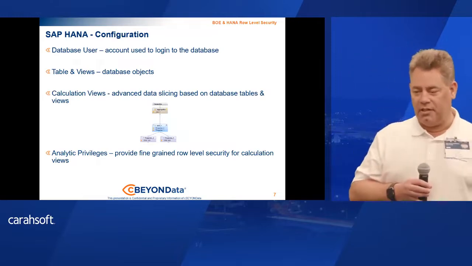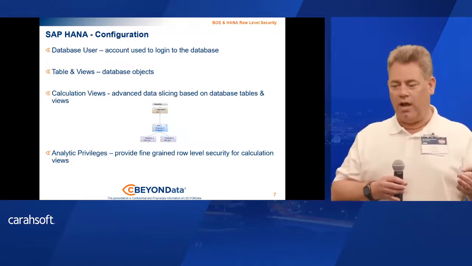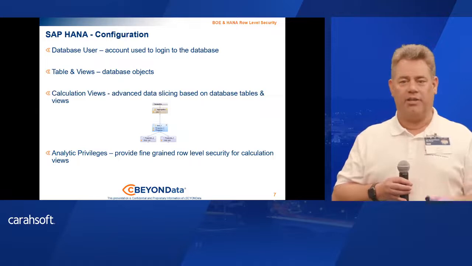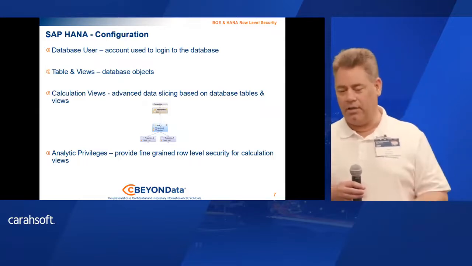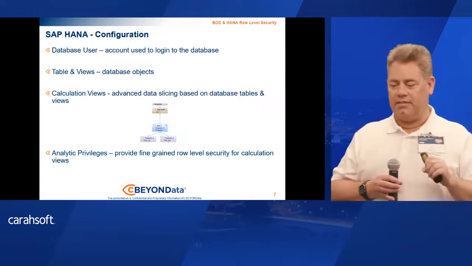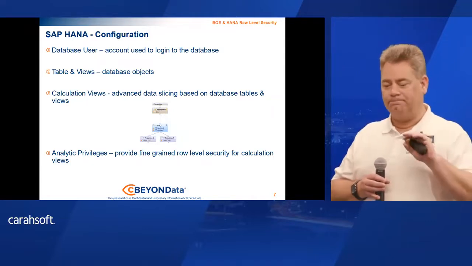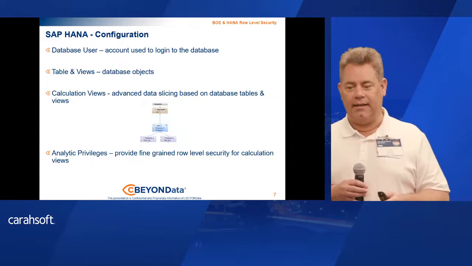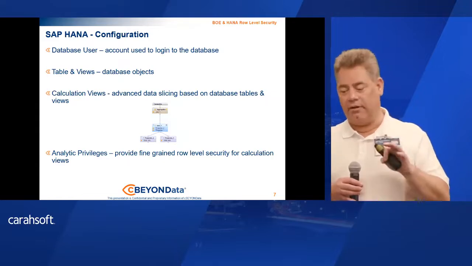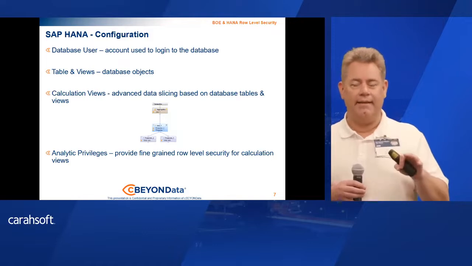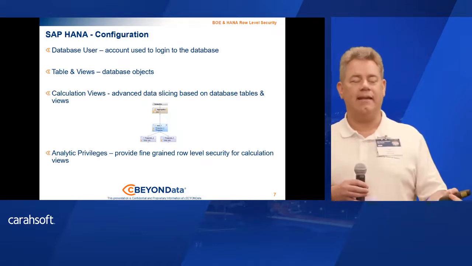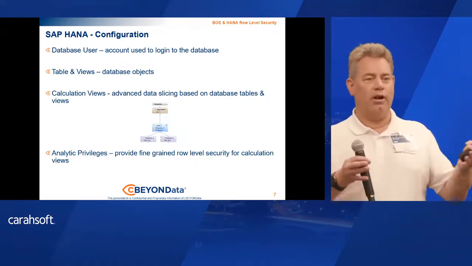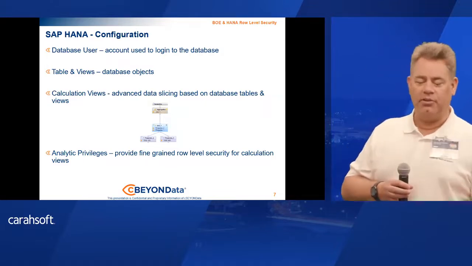So I touched on a little bit of this. For the database user within HANA, we need an account to be able to log on to the database. That's obviously important. The database tables and views are just the normal database objects, which you see in SQL Server, Oracle, et cetera. The calculation views are a little different. Those are the advanced data slicing views, made up of views or tables from the database. And lastly, the analytical privileges, which allow us to fine-tune the row-level security when accessing the data. It might be as simple as filtering on a state, or it may be filtering on an organization. Everybody's security is a little bit different, so it's up to you how to implement it.